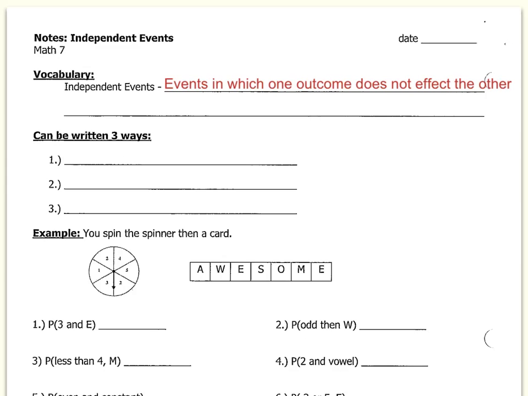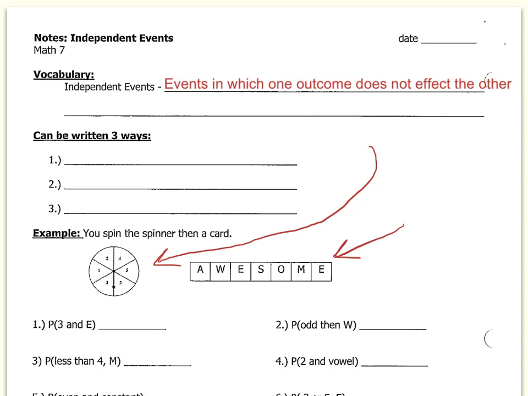Independent events are events in which one outcome does not affect the other. So if you notice down here in our example, we have a spinner and we have letter cubes. Spinning the spinner and picking a letter cube has no effect on each other. So if I spin a 1, that doesn't mean I'm going to get an A in the number cube. The next lesson is going to be on dependent events.